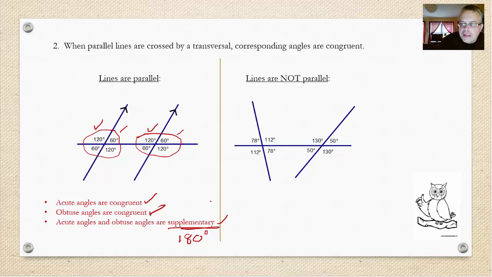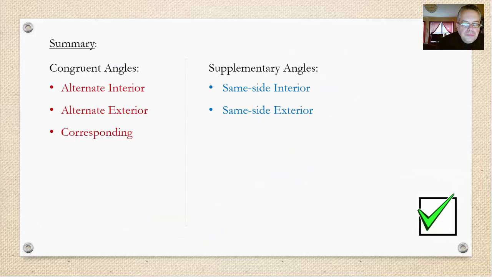Now, over here on the right side, this is a negative example. If you look at these two angle groups, they do not match. That's because these two lines here are not parallel. So if the lines are not parallel, the corresponding angles are not congruent. Okay, so a big difference between the parallel lines and lines that are not parallel. Okay, let's see what we have next.